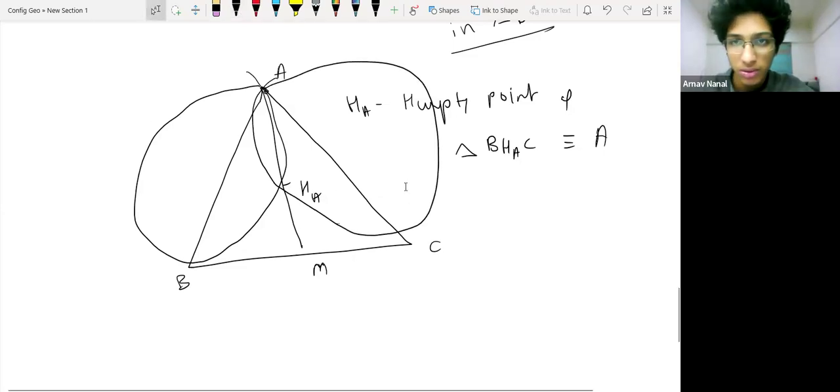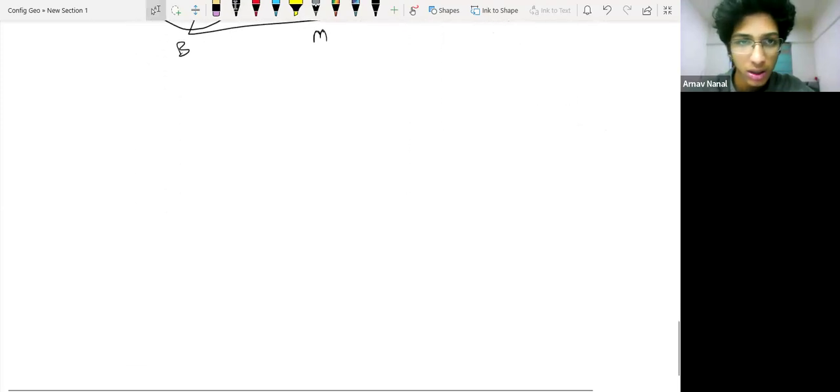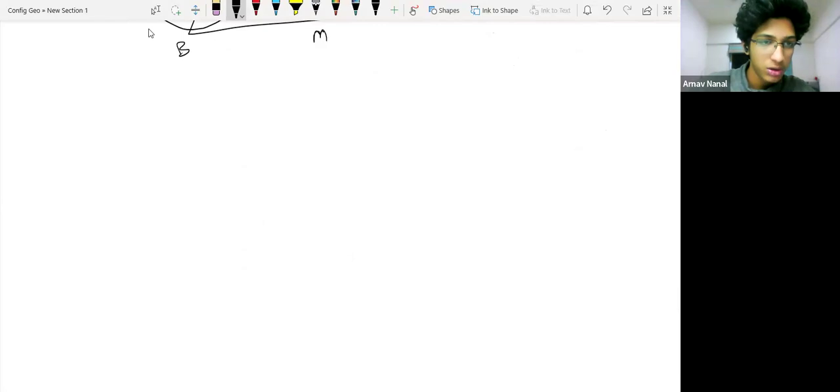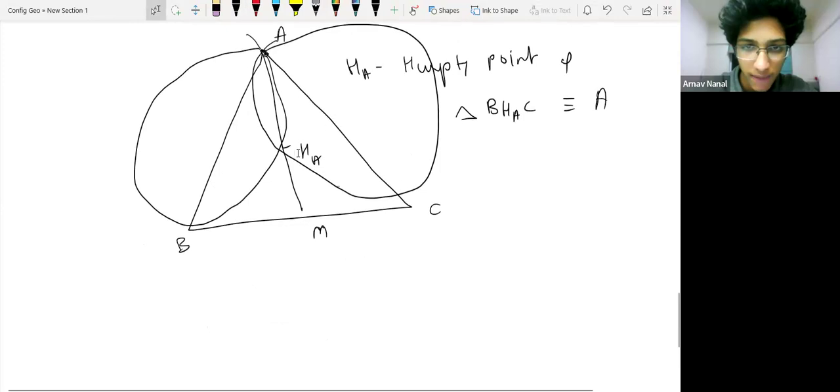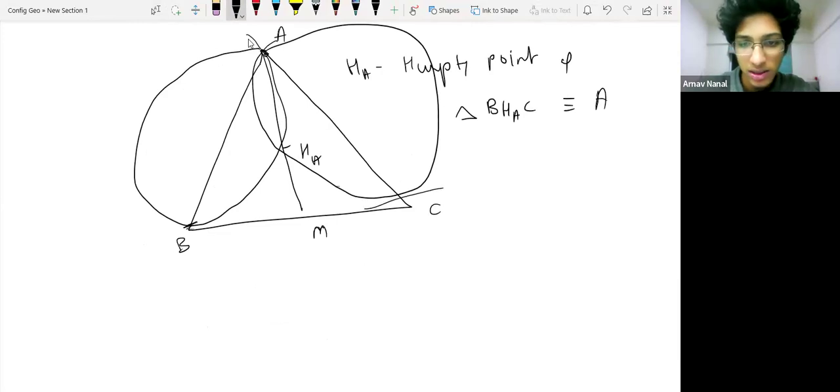Okay, let's move on to the next point. Is everyone with me up to now? Can you repeat the last property? Yes. You know that HA is the Humpty point of ABC, so these circles are tangent to BC, tangent here. That's how you can also define A in triangle BHAC: the circle through HA tangent to BC, and the circle through HA tangent to BC passing through C. Those two intersect again at A. So that's the Humpty point of BHAC.